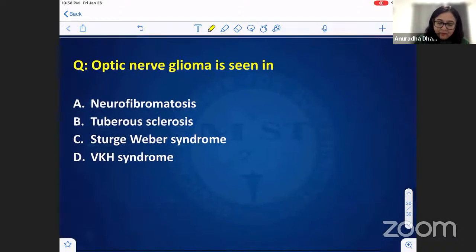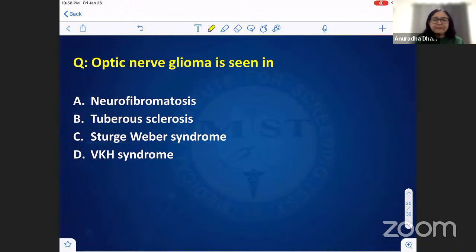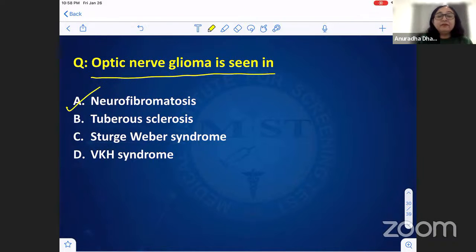Fine. Okay, moving on. Another question was a combined question of systemic problems as well as ocular symptoms in systemic diseases. The question asked was: optic nerve glioma is seen in, and the conditions given were neurofibromatosis, tuberous sclerosis, Sturge-Weber syndrome, Vogt-Koyanagi-Harada syndrome. Now friends, optic nerve glioma out of these choices is a feature of neurofibromatosis, mostly neurofibromatosis 1. So we see an optic nerve tumor there, and that should be the answer.